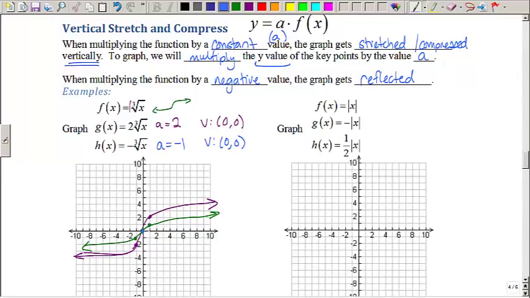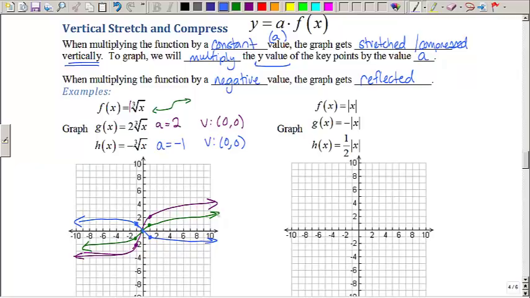So instead of going right 1 and up 1 on my green parent function, I'm going to be going right 1 and down 1, because a positive 1 height multiplied by negative 1 is negative 1. Instead of going left 1 and down 1, my height here is negative 1. So when I multiply negative 1 by negative 1, I'm getting positive 1. Notice that your graph is reflected over the x-axis here.